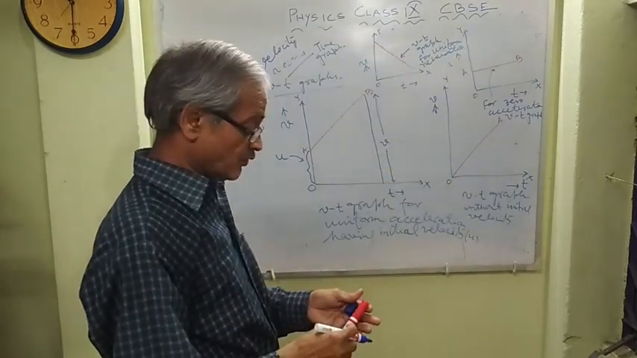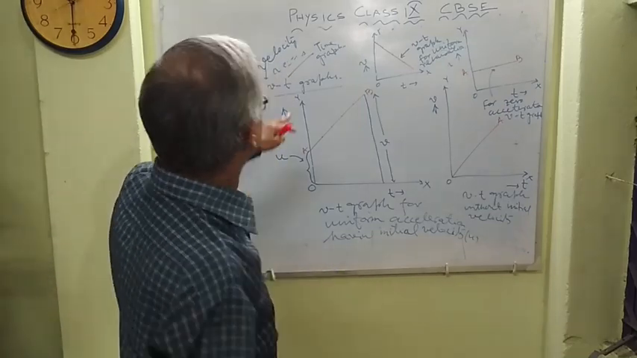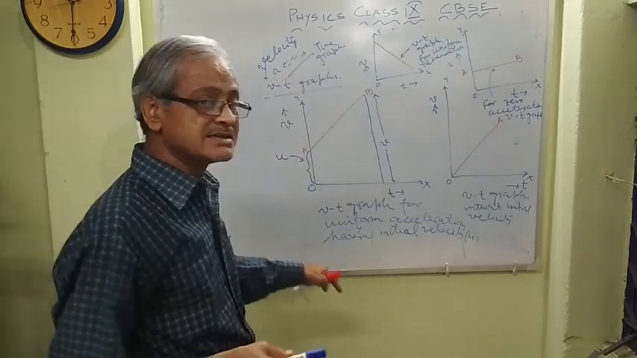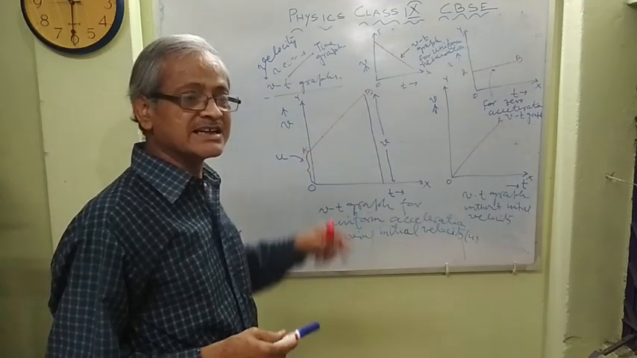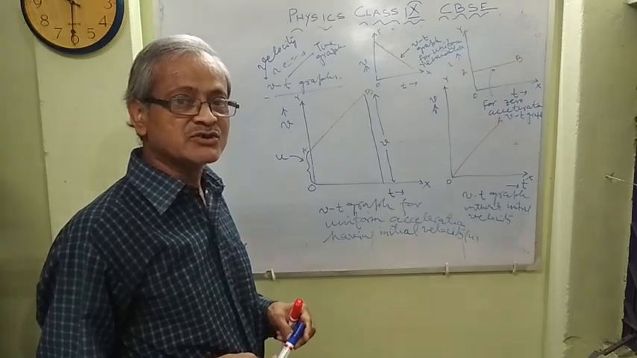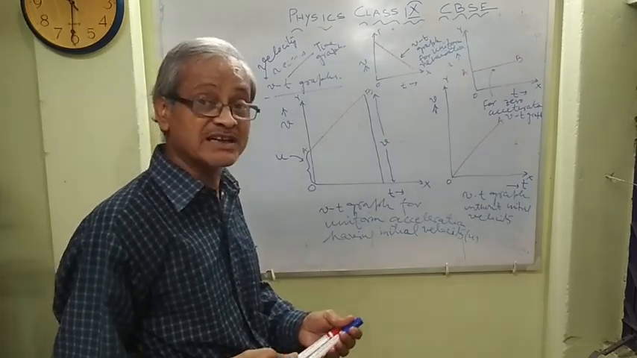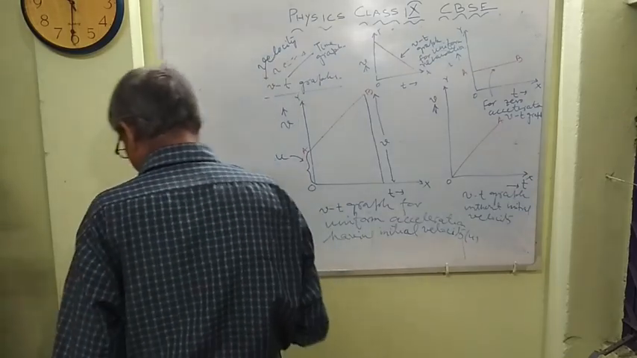In the next class, we will discuss problems related to these equations, that is v equal to u plus at, s equal to ut plus half at square, v square equal to u square plus 2as, or s_n equal to u plus half a into 2n minus 1. Right? Okay.